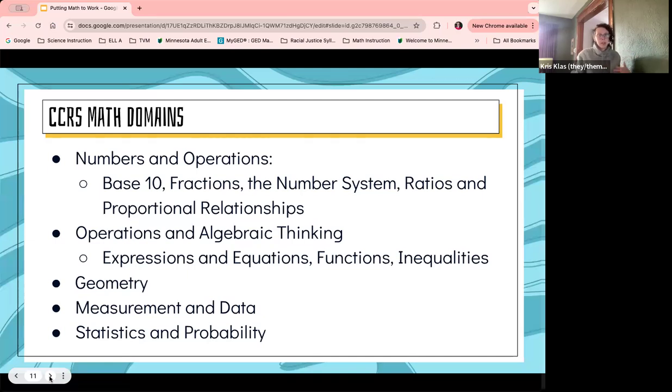So numbers and operations has base 10, which is kind of understanding place value. It includes fractions, which I always hear from the math department is a big area for a lot of adult learners. The number system, ratios and proportional relationships. The operations and algebraic thinking is expressions and equations, functions, inequalities, a lot of what students are doing if there's a formula that they need to use on a regular basis in their job.